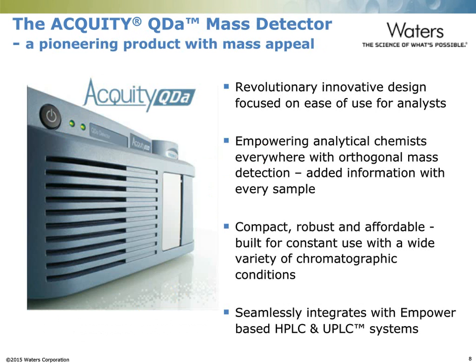So back in October of 2013, we introduced the AcuityQDA as a really revolutionary product. The design of the instrument was really focused on ease of use and accessibility for a wide range of users. Primarily, the focus was on access by chromatographers who may not traditionally have had experience with mass spectrometry. And what we've seen is that the implementation of the QDA is allowing analytical chemists across an organization to generate mass information for all of their analysis.